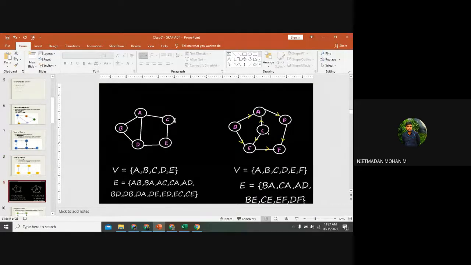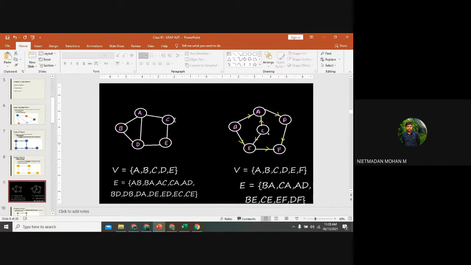And now coming to here, these are the two examples: one is directed and another one is undirected. So here on the right hand side, it will be a directed graph. The vertices will be A, B, C, D, E, and F. You want to mention all the vertices, all the nodes that are available in your graph. And you want to set the edges. How many edges are there? You want to calculate all the edges and mention them here.